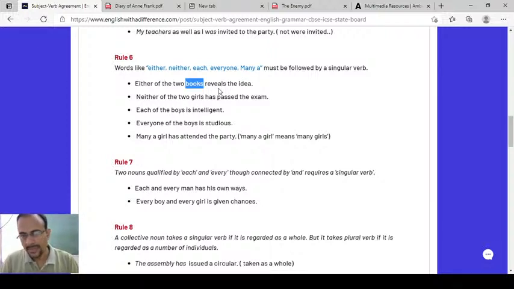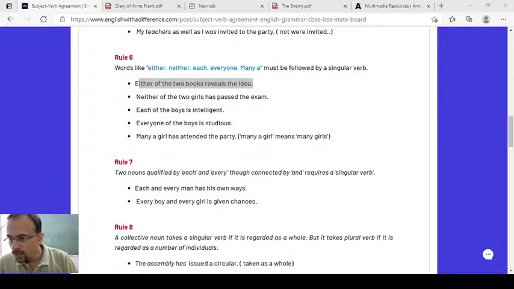So first of all, you tell me in this sentence which is the verb. Either of the two books reveals the data or idea. Please tell me which one is the verb in this sentence. Let me see who can text me quickly. Either of the two books reveals the idea. So which one do you think is the verb? Please text me quickly so that I go ahead with my explanation afterwards.